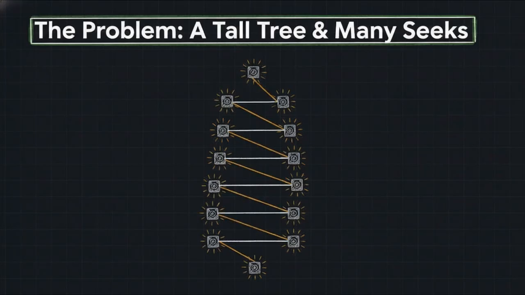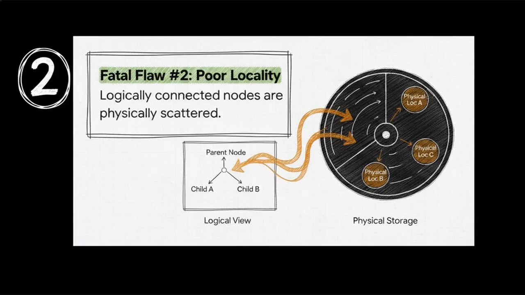In RAM, those jumps are basically instant, but on a disk, oh man, every single jump from one node to the next means another agonizingly slow disk seek. A tall tree means lots of jumps, which means lots of disk seeks, and your performance just dies. Problem number 2 is a little more subtle, but it's just as bad.